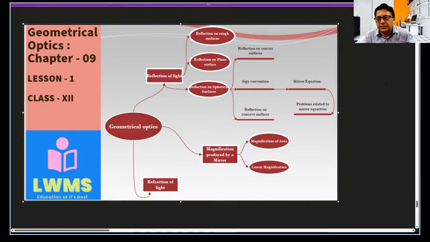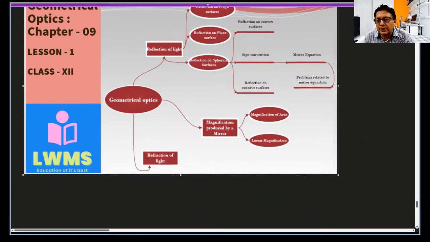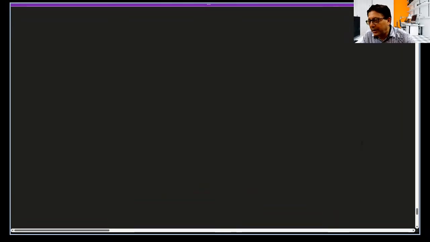Reflection of light. Some of the concepts here were done by you earlier. Like if I tell you, when light interacts with a surface, light travels in the form of rays, I am wrong. It never travels in the form of rays.